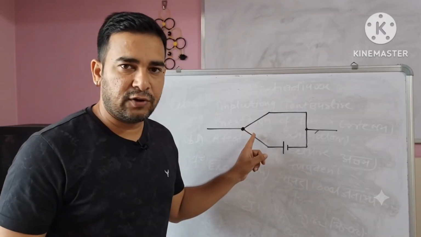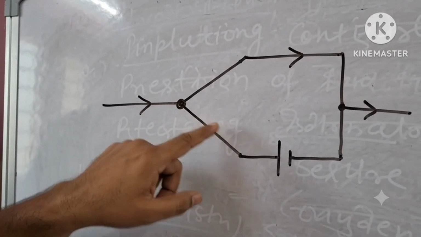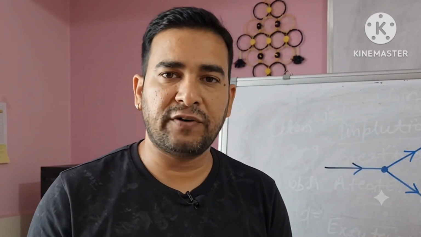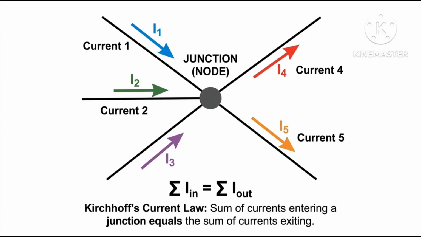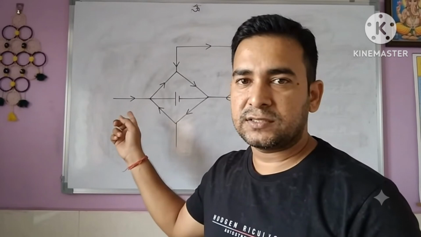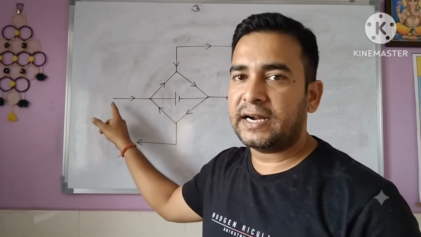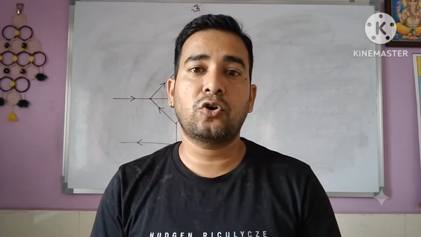Watch this junction carefully. Current is flowing into this point through one wire and splitting into two different paths. Notice that no current is lost at the junction. Watch this junction. Current enters from one side and leaves through the other branches. Current entering equals current leaving. This is Kirchhoff's first law, also called the current law.